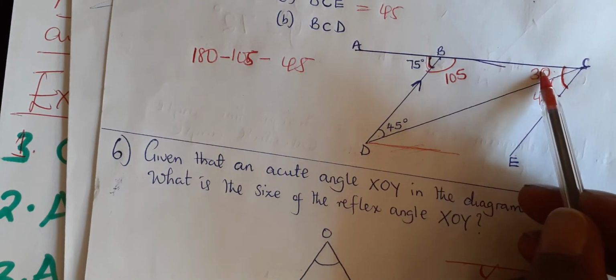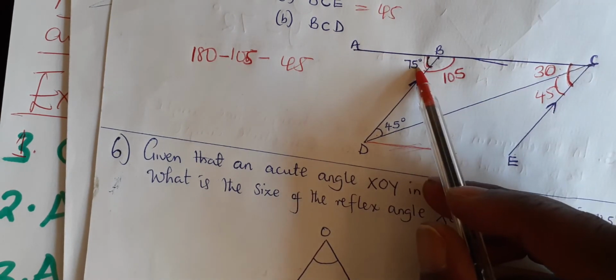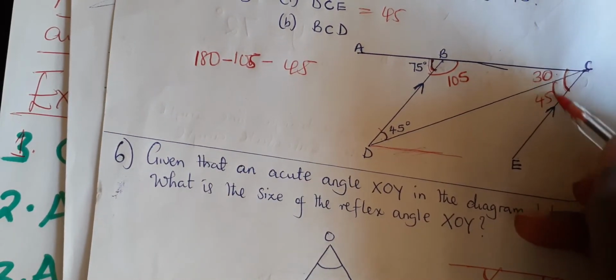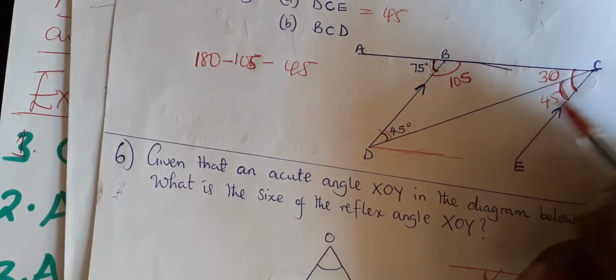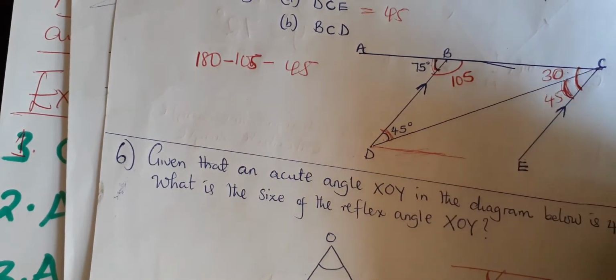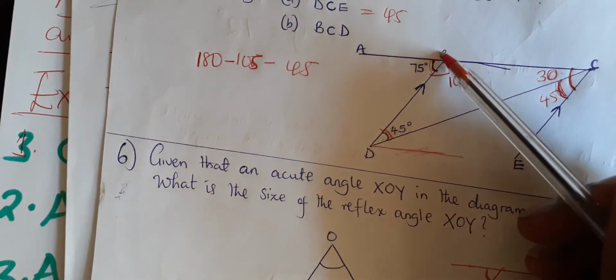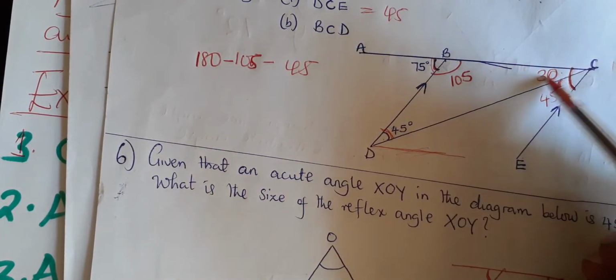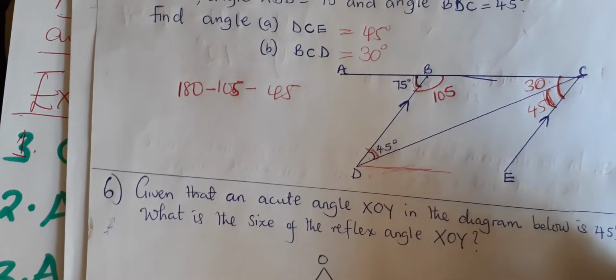How does it come about? I've told you, you can either subtract this one from 70 or 75, or you can say this angle here is equal to this one because they are alternate angles. Then BCD. As you can see, it is 30 degrees, just like I explained.